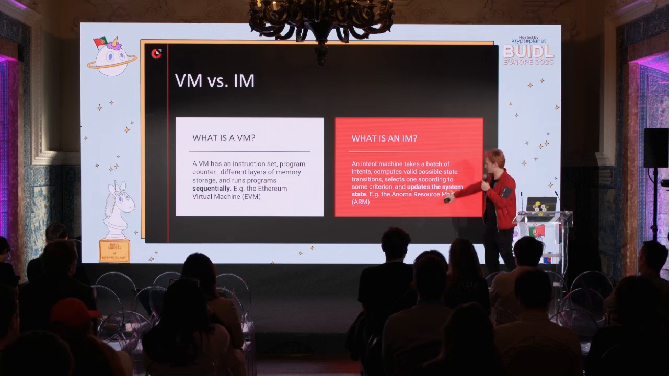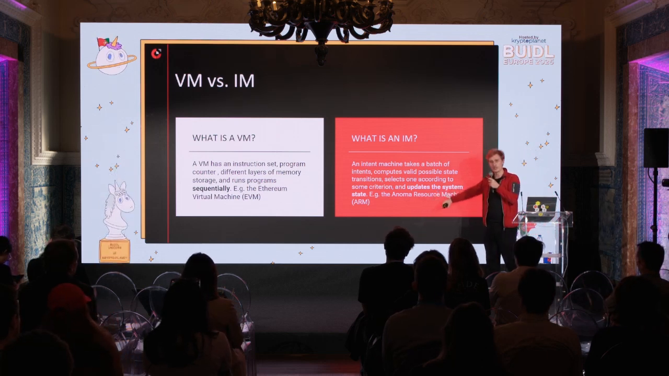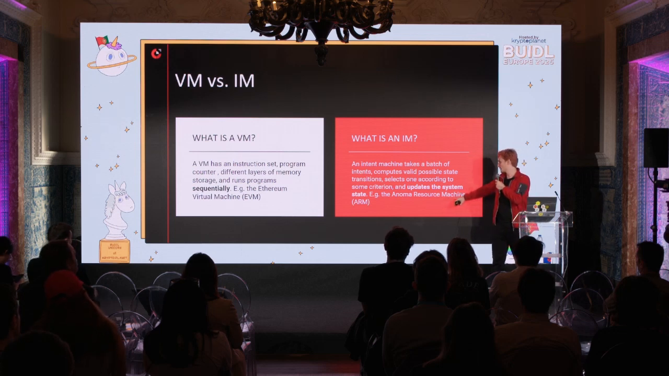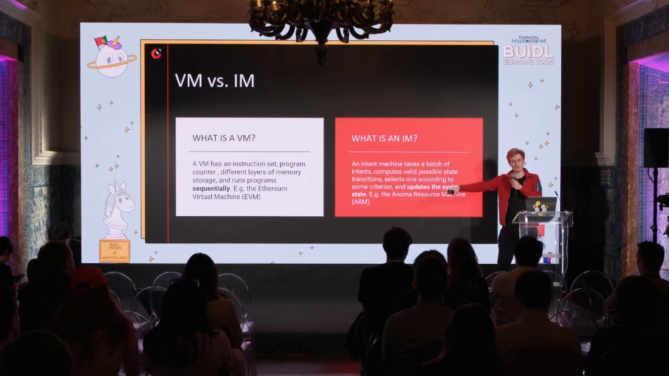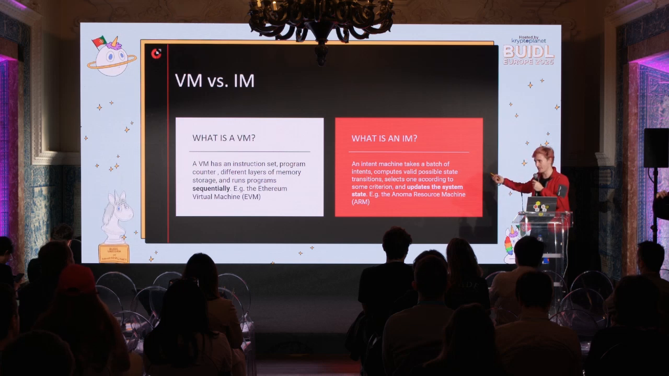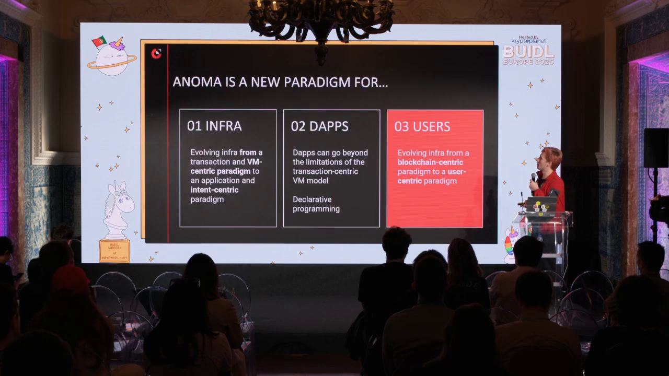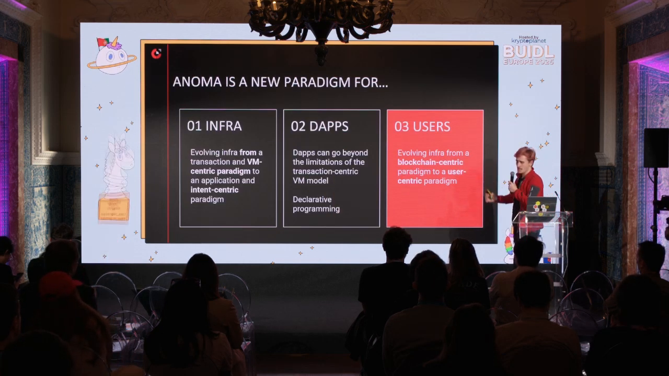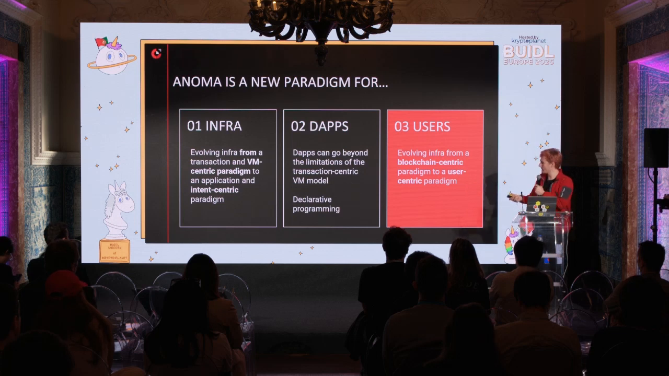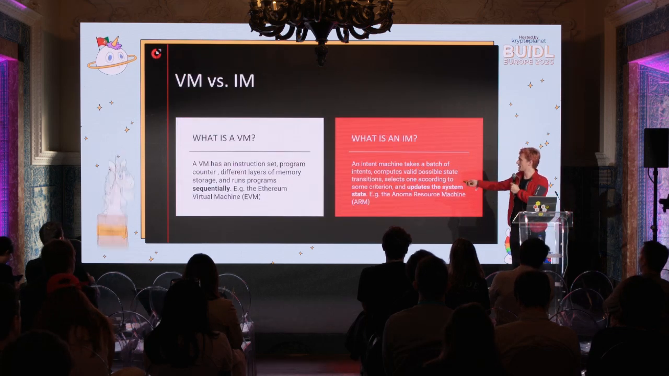We really currently don't have any intent machines. The first one that I'm aware of is the Anoma Resource Machine, or the ARM. Check it out, there's a very cool spec and implementation nowadays. So this gives us, and maybe on here, what does this IAM actually do?